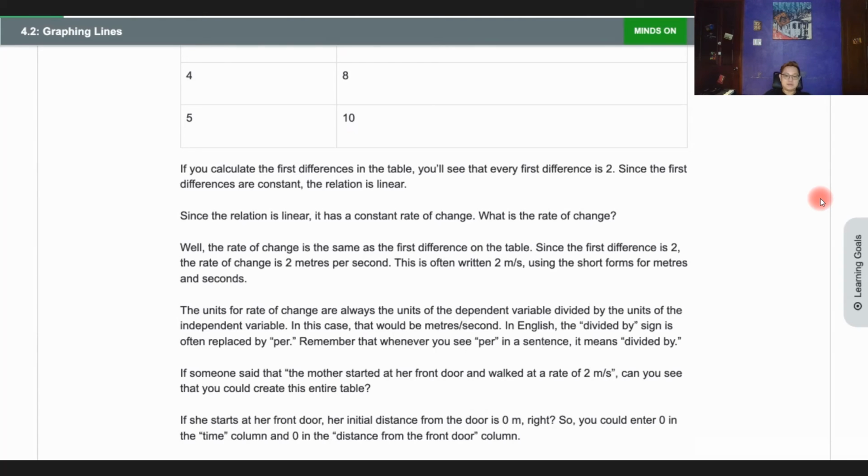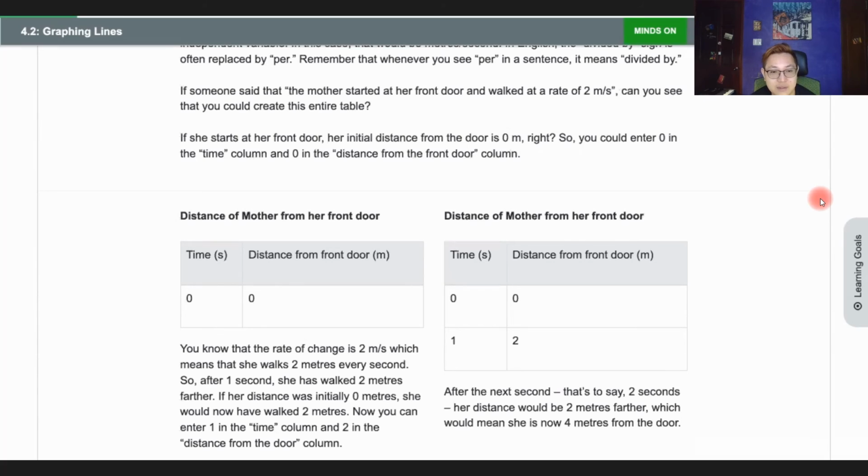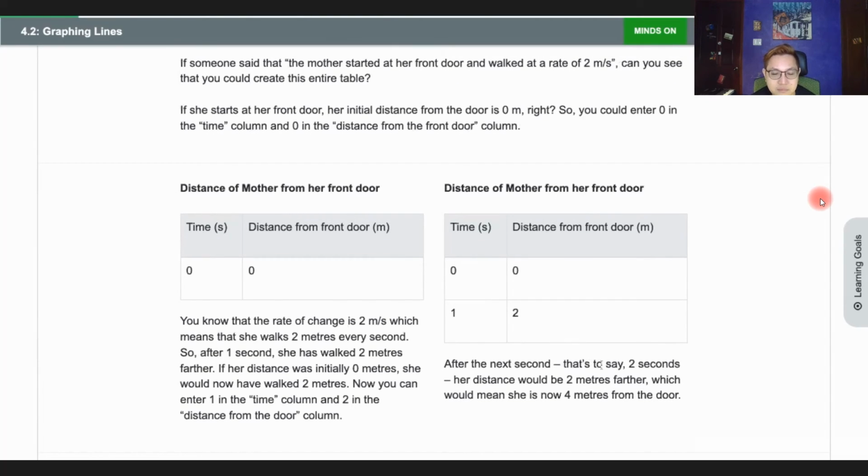If someone said that the mother started at her front door and she walked at a rate of 2 meters per second, you could create this entire table. If she started at her front door, her initial value is 0 meters. So you could enter 0 in the time column and 0 in the distance from the front door column. So she's right there at the front door. And after the next step, at 2 seconds, the distance would be 2 meters farther, which would mean she is now 4 meters from the door.